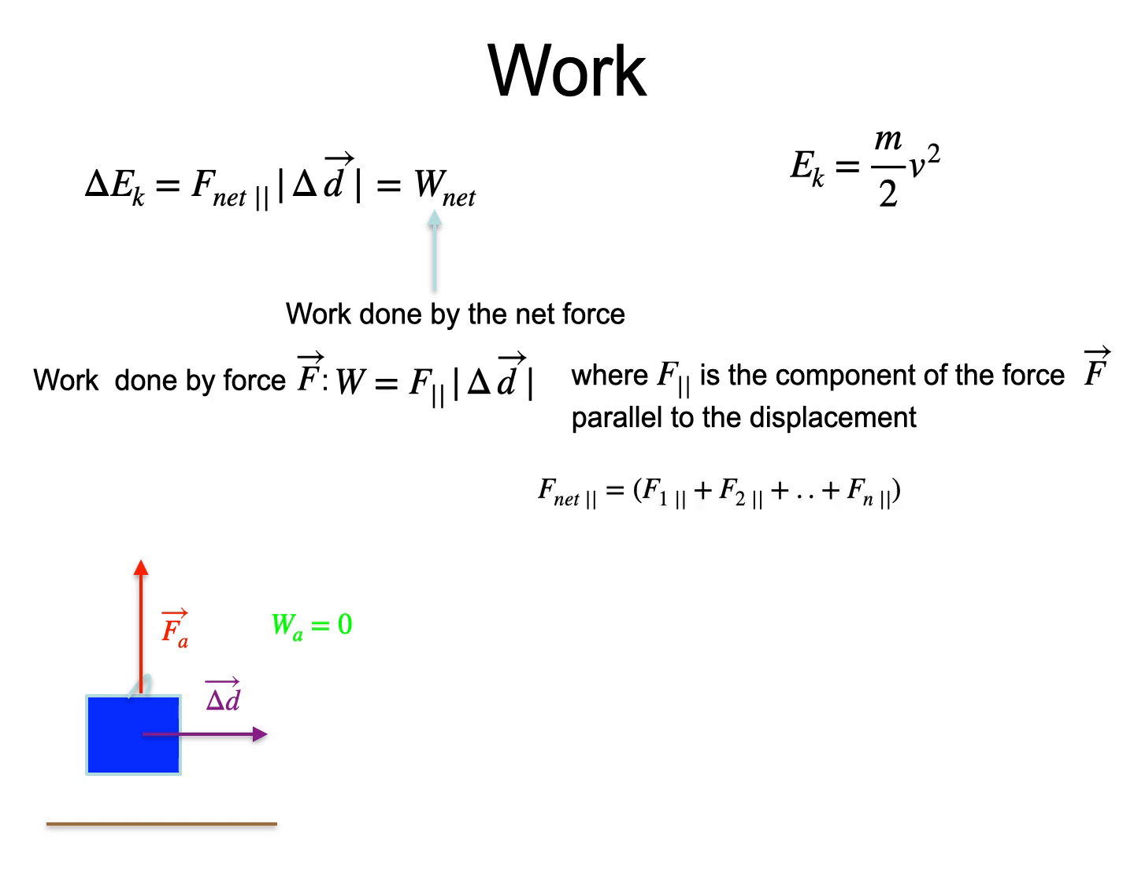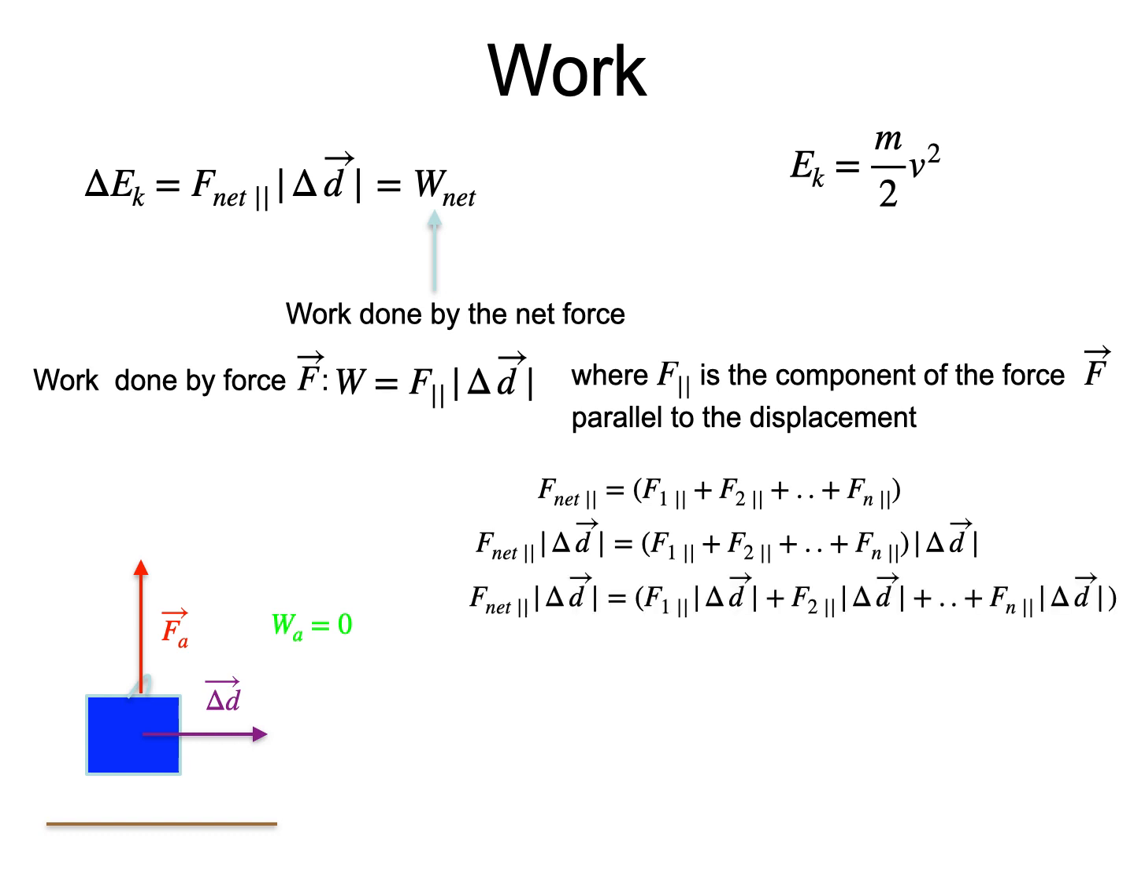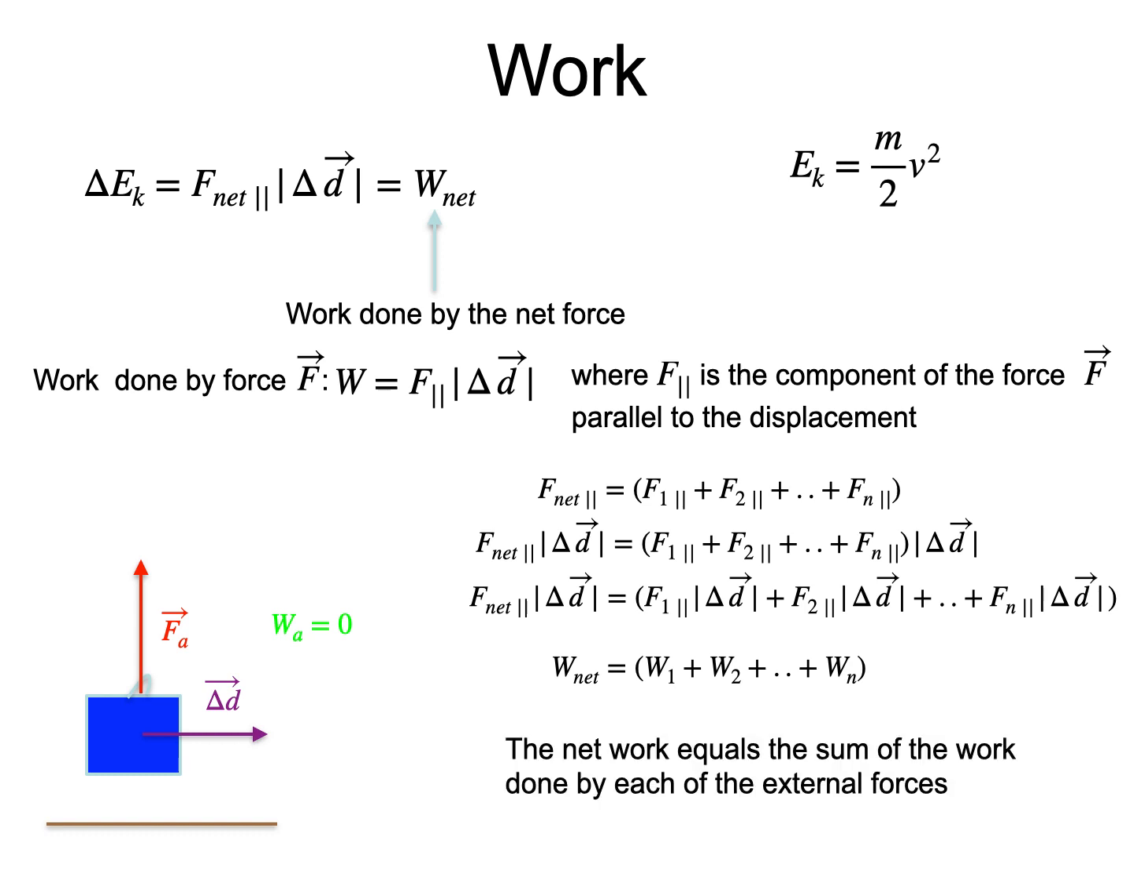Let us multiply by the magnitude of the displacement delta d on both sides and multiply the magnitude of delta d inside the brackets. Using the definition of work, we can write this equation, which means that the work done by the net force is equal to the sum of the work done by each of the external forces acting on the object.